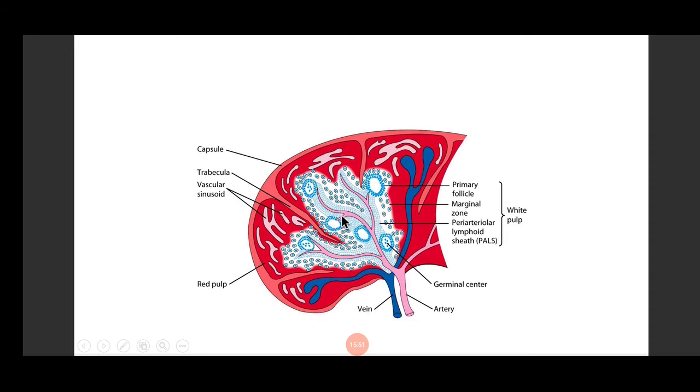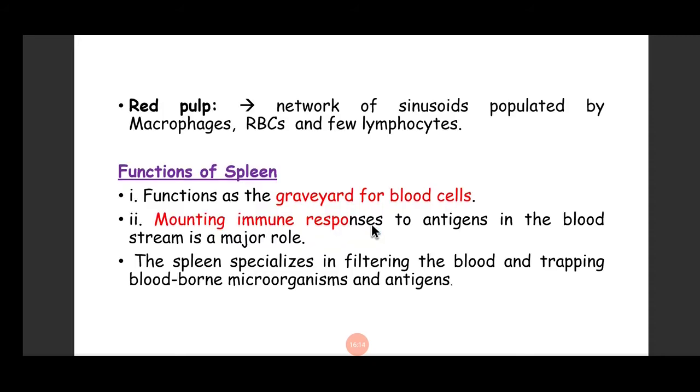In this white pulp there is a T cell area which is called PALS, or periarteriolar lymphoid sheath, and these are B cell areas. What is happening here is almost the same as what is happening in the lymph node. The lymphocytes encounter the antigen, become specific to the antigen, and then proliferate. That's it.